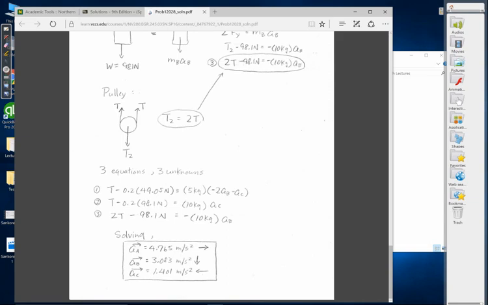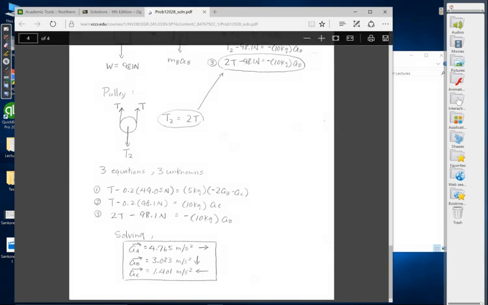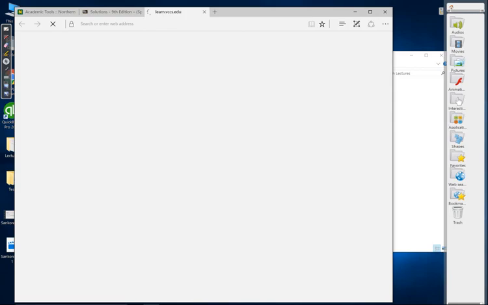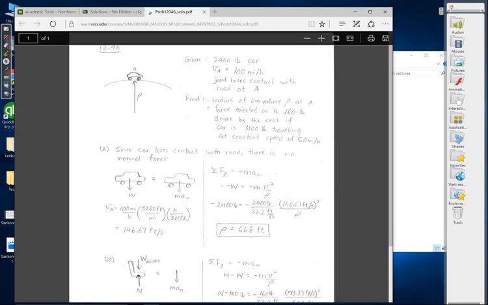So let's look at an example dealing with normal and tangential coordinates. All right, so let's move on. I believe that's this one that I wanted to look at. Yeah, okay.